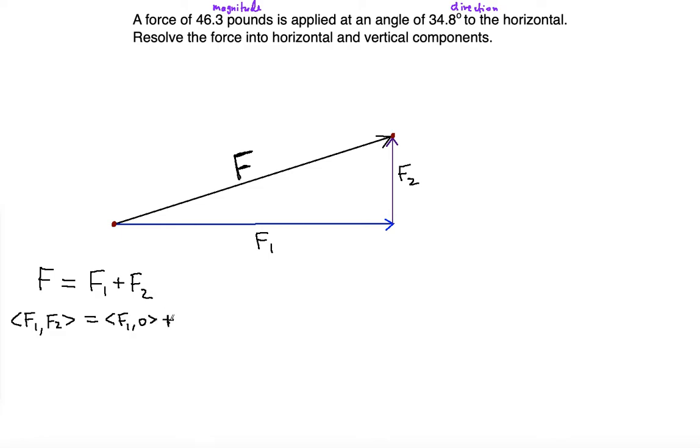Plus 0, comma F2, right? Because the vertical vector does not have any horizontal components. It just has its own vertical vector. Right? And notice that when you add, you're basically adding the respective components together, right? F1 plus 0, comma 0 plus F2, right? So you're arriving at F1, comma F2. Okay, so that should make sense. Right, so this shows that this formula indeed holds, right? F is equal to F1 plus F2.